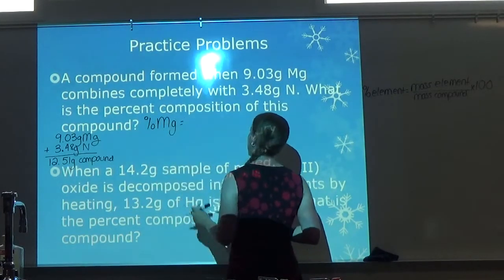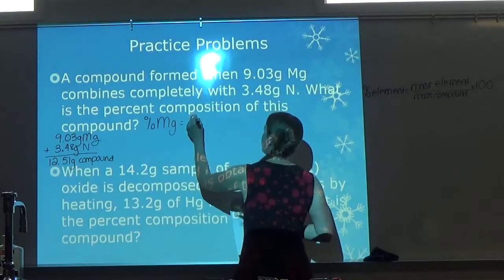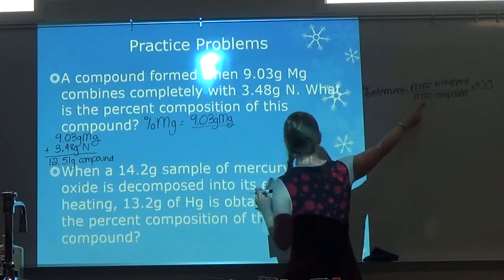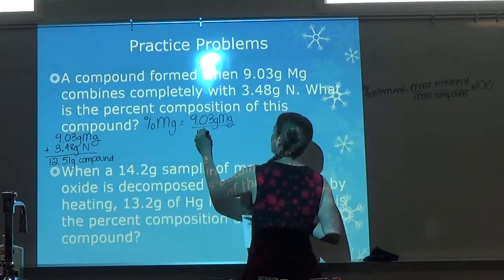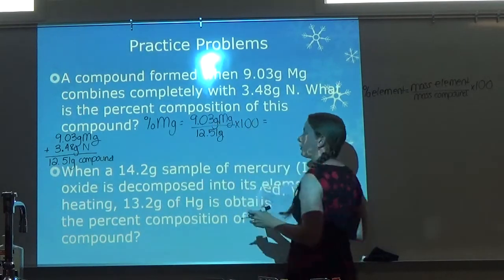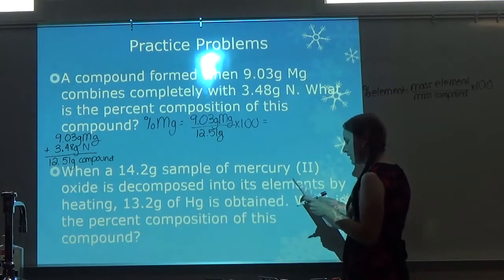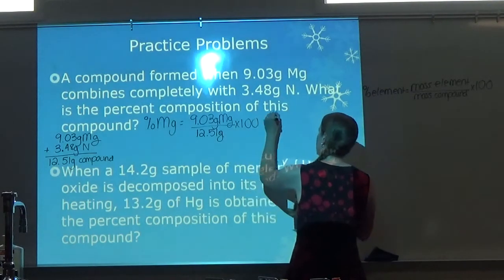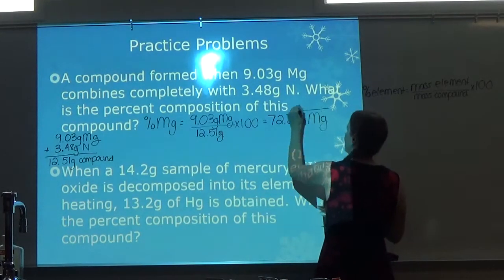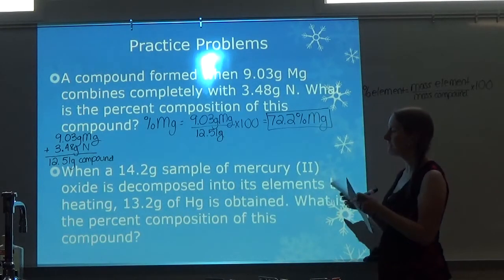So my percent of magnesium is the mass of magnesium, which is 9.03, divided by the mass of the whole compound, which is 12.51, and then times 100 to make it a percentage. So my grams cancel, and so once I solve, I end up getting 72.2% magnesium. Okay, and make sure you put your element, number, unit, substance. Okay, don't just put 72.2%.